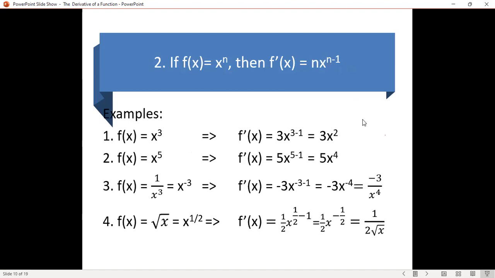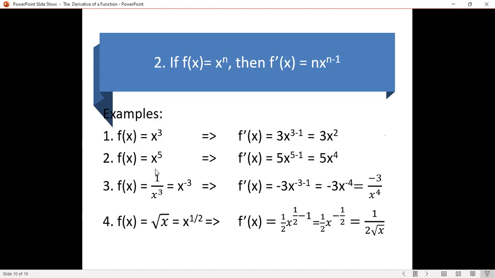The second rule is if f of x equals x to the nth power, then f prime of x equals n x to the n minus 1. So if your f of x is x cubed, your f prime of x will be, so the original exponent here is 3, so we bring down 3. Then the new exponent of x will be 1 less than the previous exponent. So that's 3 minus 1. So f prime of x is 3x squared. For f of x equals x to the 5th power, f prime of x is 5x to the 4th. So that's 1 less than the original exponent.